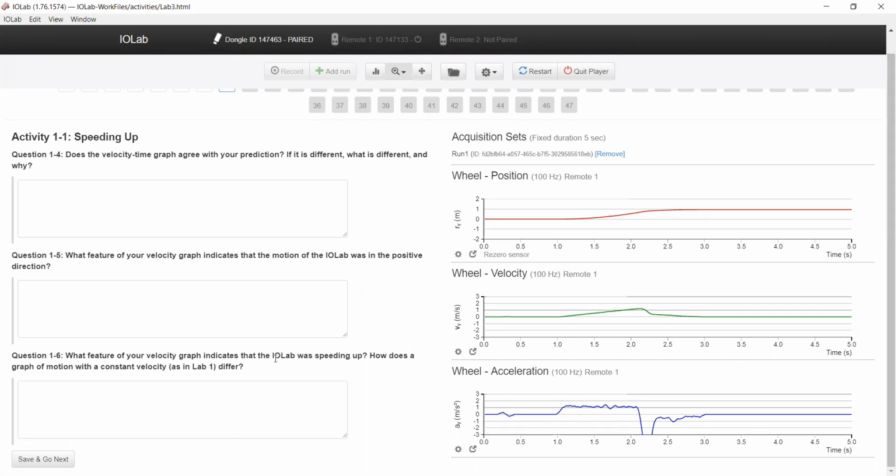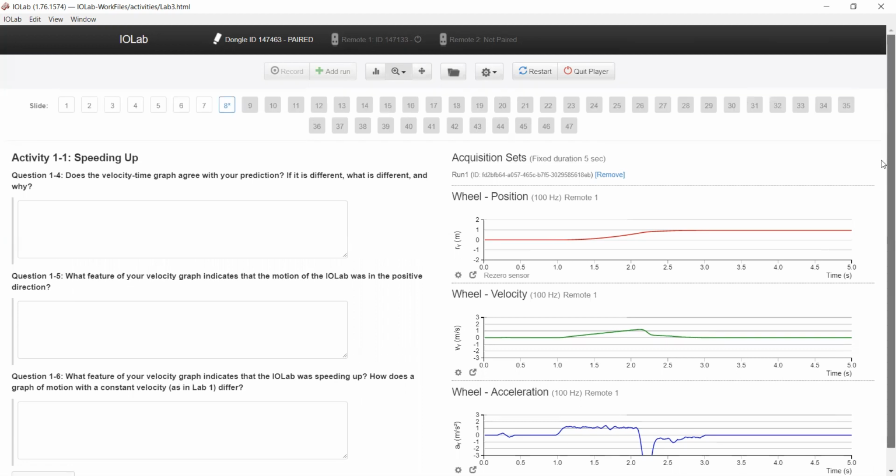What feature of the velocity graph indicates that our IOLab was speeding up? How does the graph of motion with constant velocity, as in lab 1, differ? Here it said lab 1, but I think we did it in lab 2, introduction to motion, for this IOLab integrated system. So you can compare with that one. In lab 2 we were moving steadily with constant velocity, constant speed, so it was a straight line. But now we have a velocity that is changing at a constant rate, so it has a constant slope.